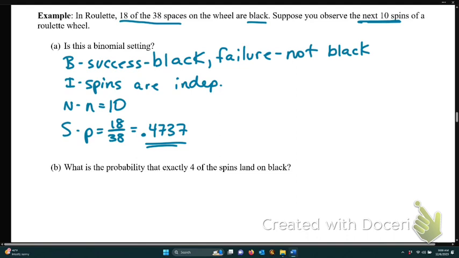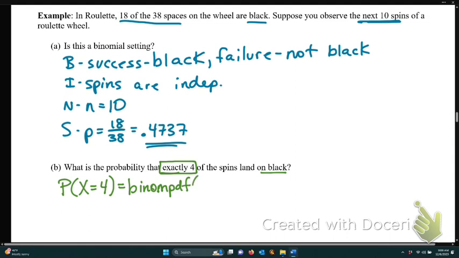Find the probability that exactly 4 of the spins land on black. I am finding the probability that X equals 4. I have shown you your fancy little calculator trick. So what are you going to do on your calculator now? You can go to binom. Is this a PDF or a CDF? This is a PDF because I have an equal sign.